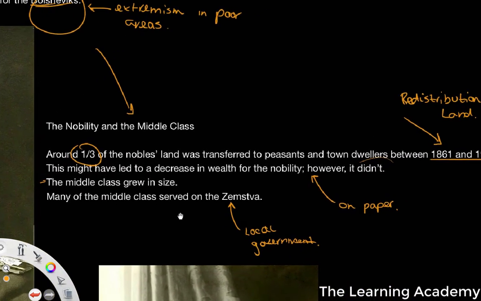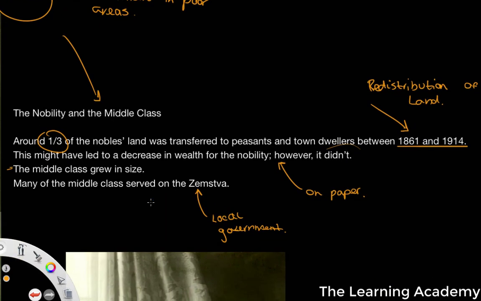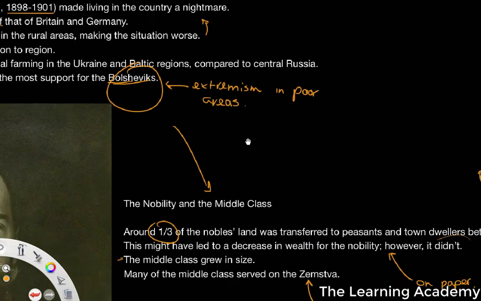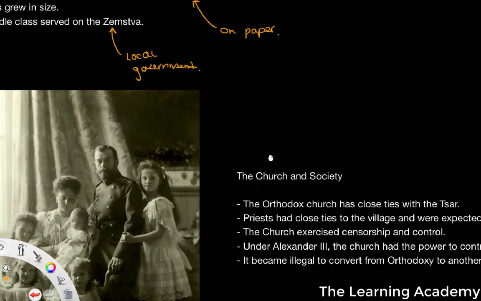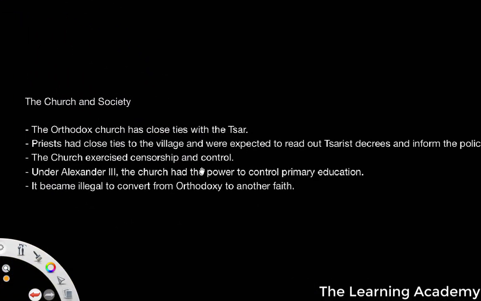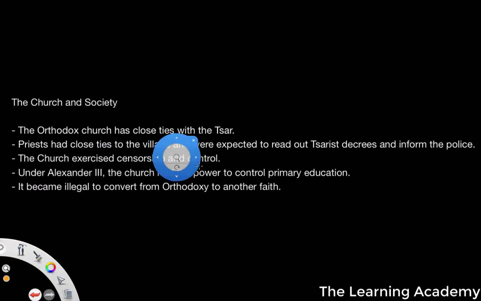So the nobility and the middle class didn't really see that much social division, and there wasn't too much extremist support. Okay, dividing society even more, let's have a look at what the church's role was within society.